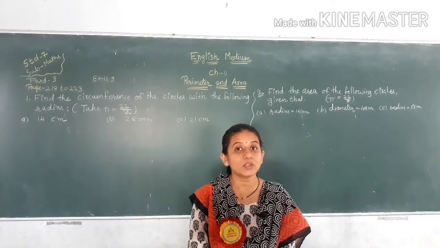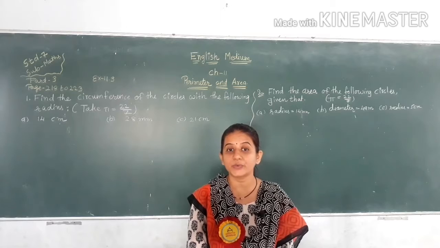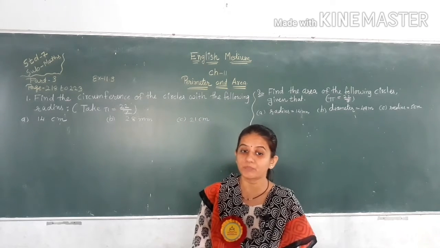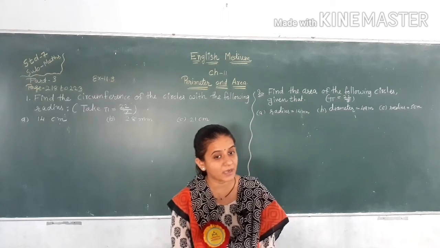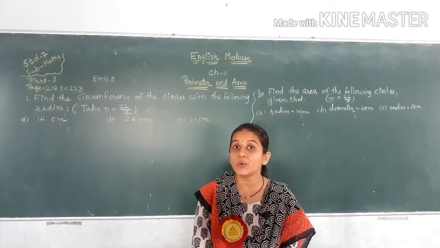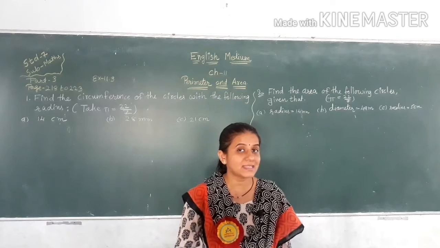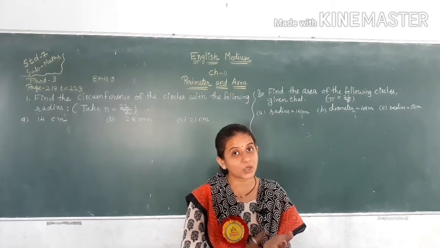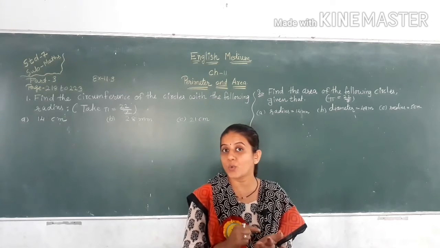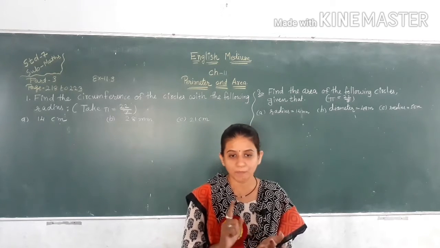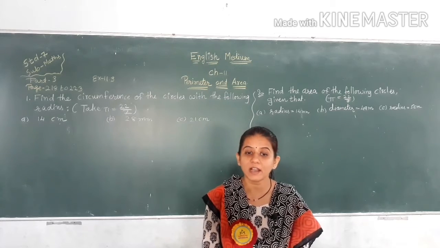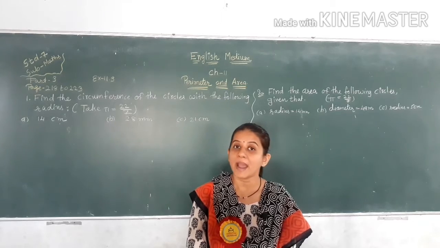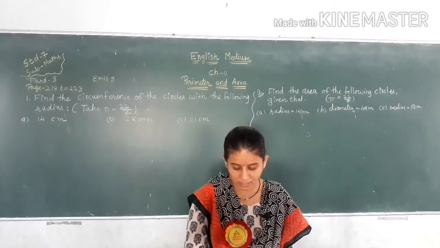Here C is the circumference and D is the diameter. So circumference is equal to pi multiplied by D. Now D is equal to 2 multiplied by R, so the circumference formula is 2 pi R. The area of a circle formula is pi R square.